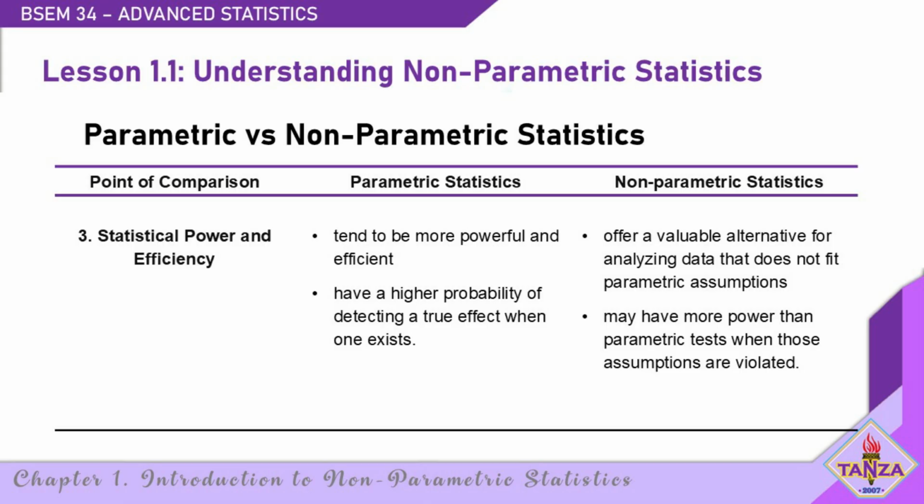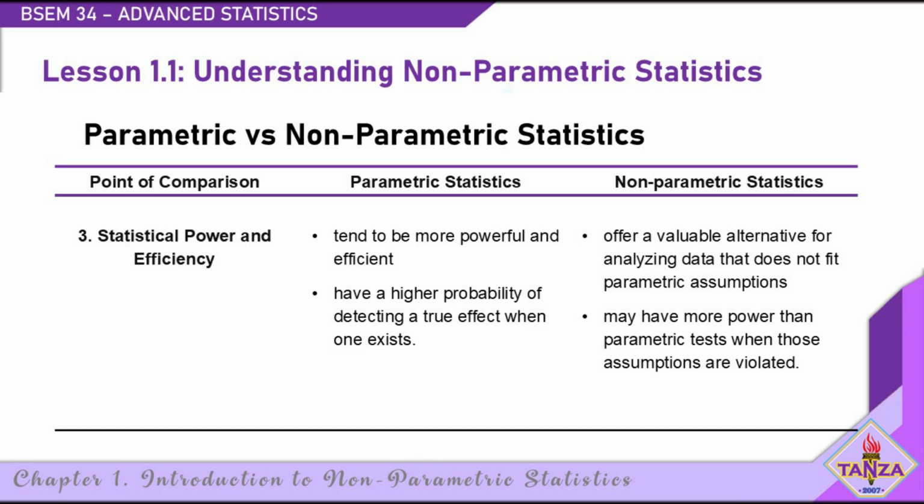Non-parametric statistics. These are a great backup when the data doesn't fit the parametric rules. While they're sometimes less powerful under ideal conditions, they can actually be more powerful than parametric tests when those conditions are not met. In other words, non-parametric tests might not always win in perfect situations, but they do better when real-world data is messy or unusual. So to sum up, parametric, stronger if everything is just right. Non-parametric, a better choice when things don't go as planned.